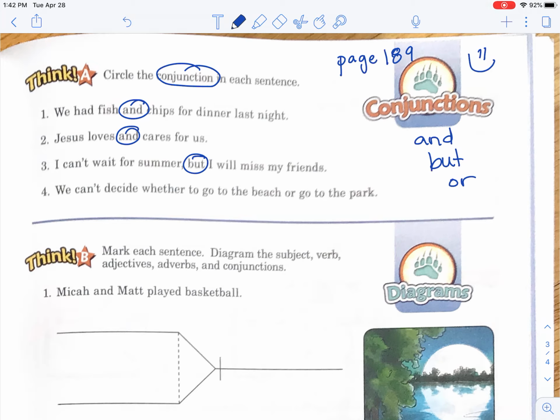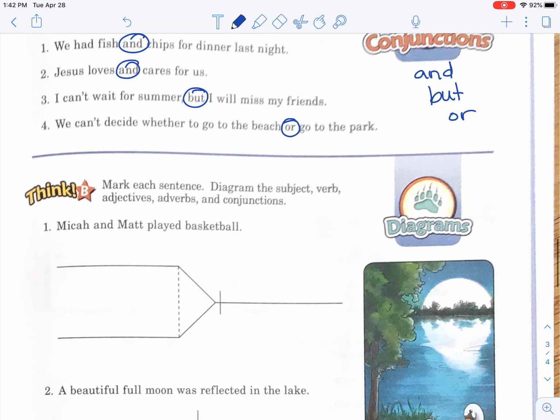And number four, we can't decide whether to go to the beach or go to the park. Now, just because it's a little word doesn't make it a conjunction. To is not a conjunction. Don't write that. We're looking for and, but, and or. So what do you see? We can't decide whether to go to the beach or go to the park. I found it. Hopefully you did too. Nice work.